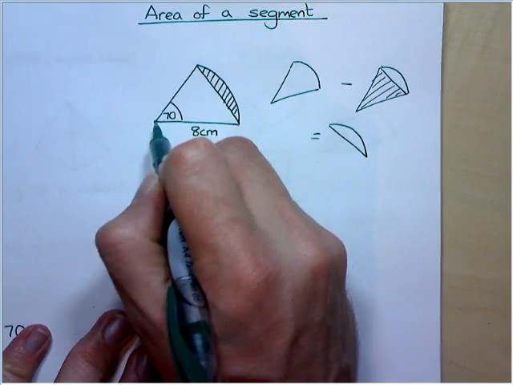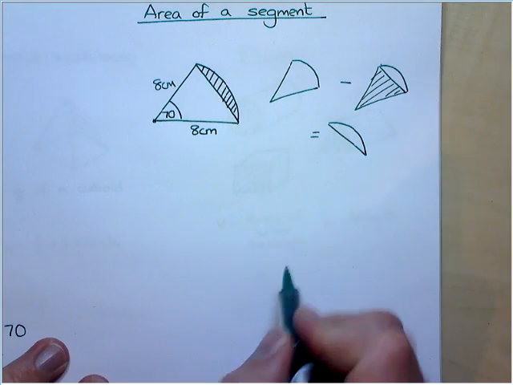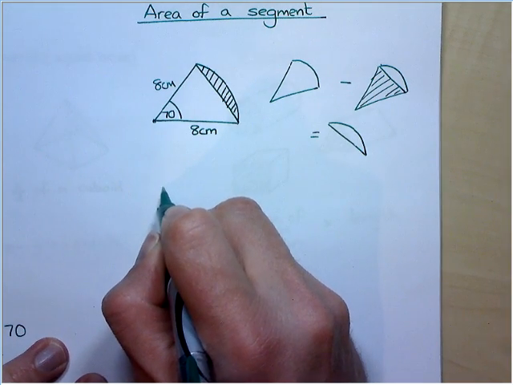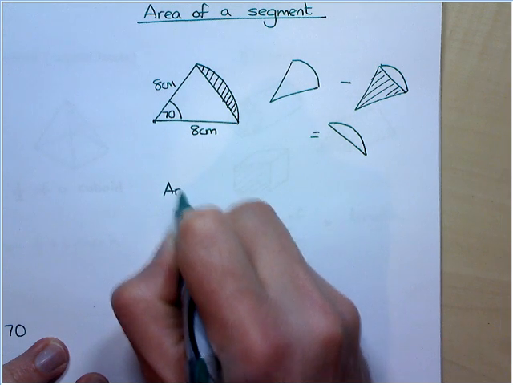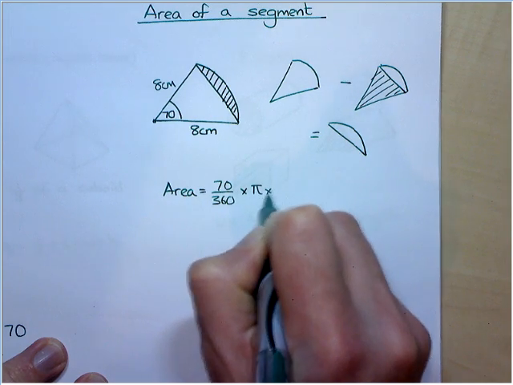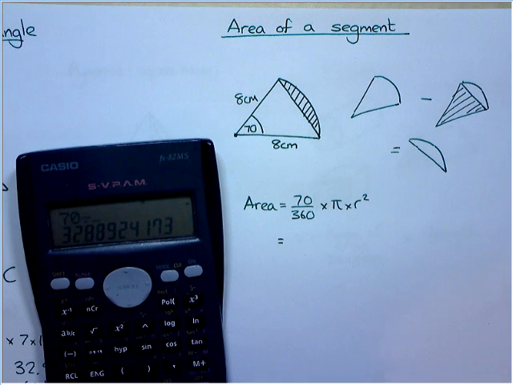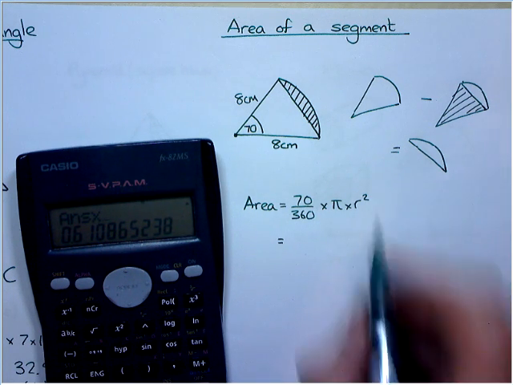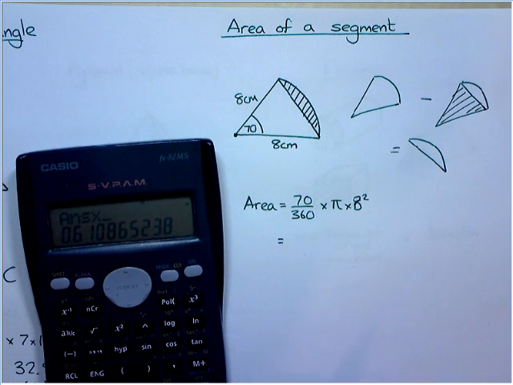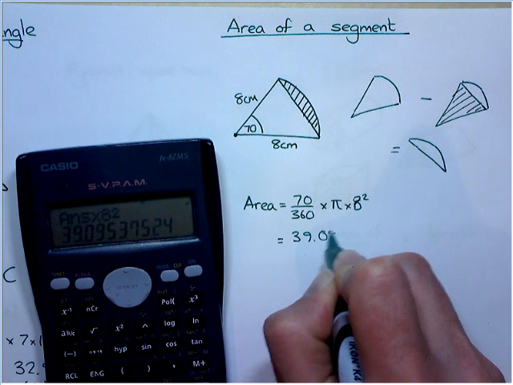Now, because this is a sector, then we know this is also 8. So let's find the area of the sector first. So area is 70 over 360 times pi times radius squared. So let's type that in. 70 divided by 360 times pi times 8 squared. So the area is 39.09.